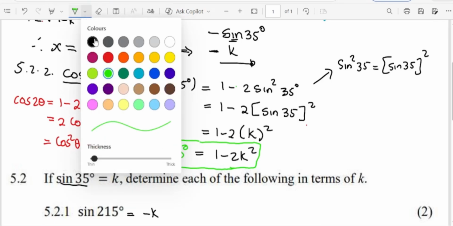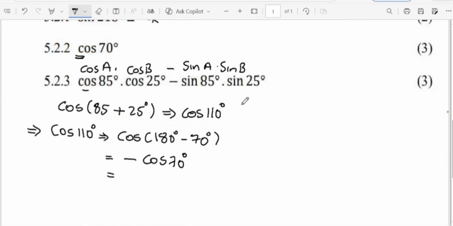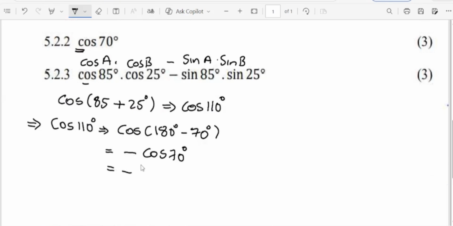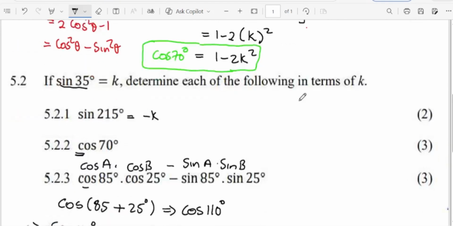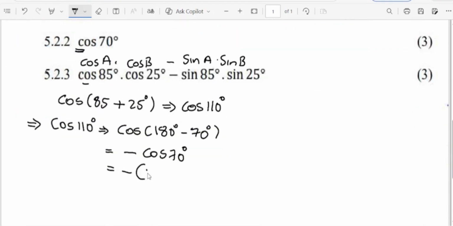So let us quickly go and substitute that. We're going to have this as minus, inside the bracket, 1 minus 2k squared. So if we multiply out the bracket, this will give us positive 2k squared minus 1 as our final answer. And this is how you answer a past paper.